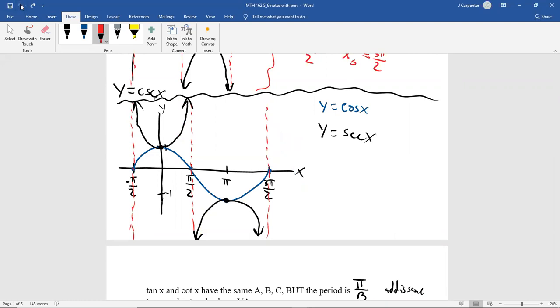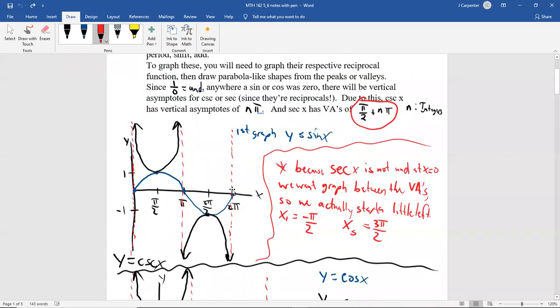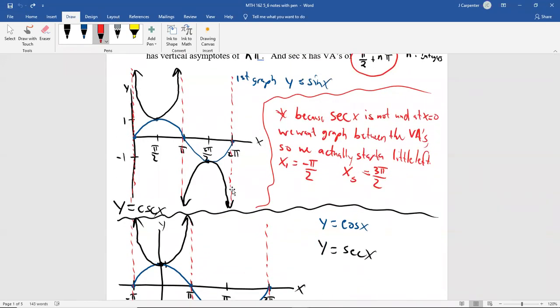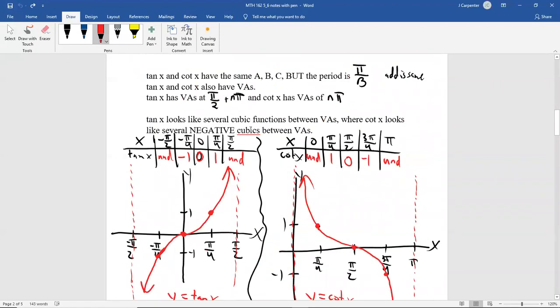We just said, let's draw it from negative pi over 2 to 3 pi over 2 instead. That's still 1 period. That's still 360 degrees worth of x values there. But then you only have 2 parabola-looking shapes, 1 up, 1 down. We didn't have to worry about sliding around with this one because they naturally put the asymptotes in good places. Then we did the tangent and cotangent.